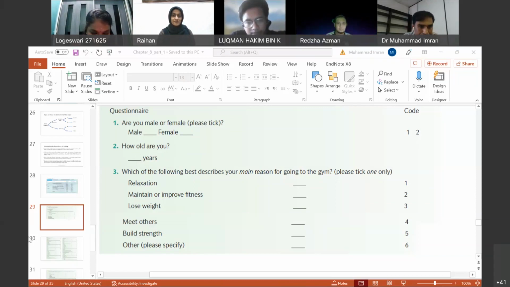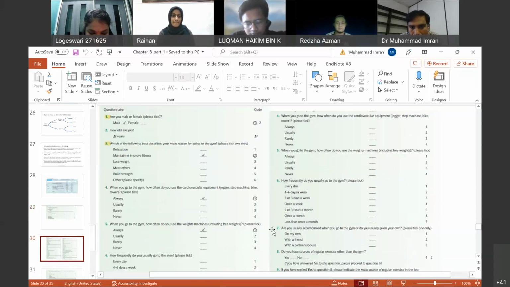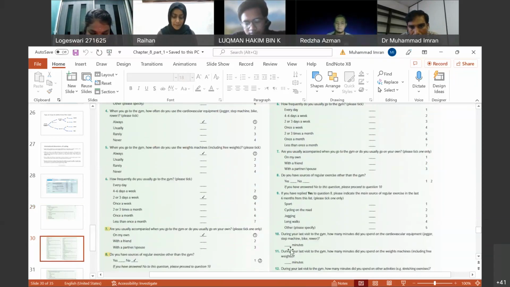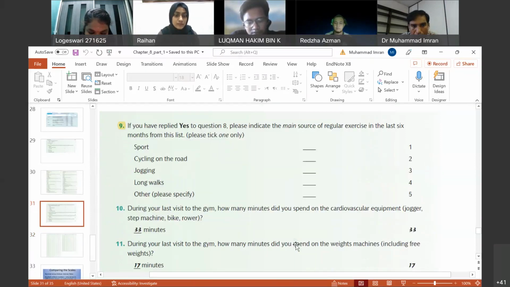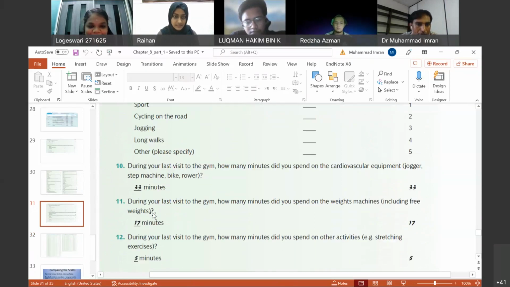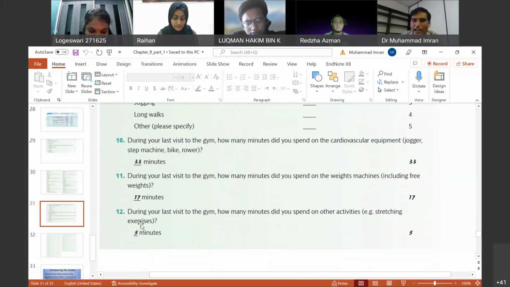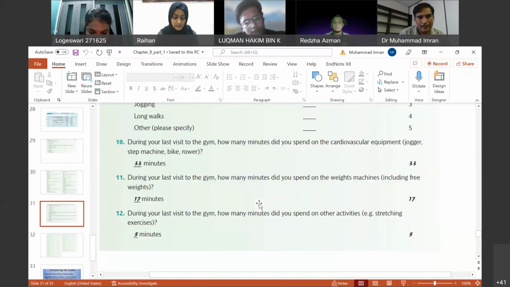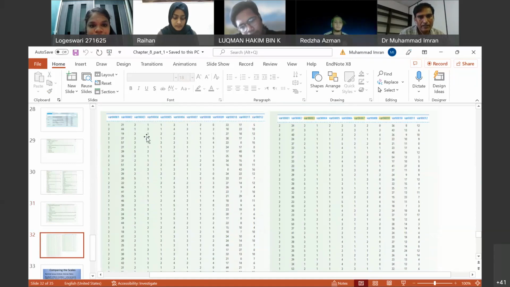And the other one is 10. See, minutes. During your last visit to the gym, how many minutes did you spend on the cardiovascular equipment? Here, give the name or numbers, numerics. 20 minutes, 30 minutes, and the 11 and 12. Here you can see 11 and 12, 70 minutes and 5 minutes. Numerics are involved in interval and ratio. Here we can also get the data. See, they converted variable 1, variable 2, variable 3. This is data for your information, how to record the data as well.